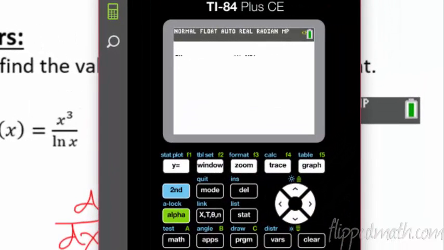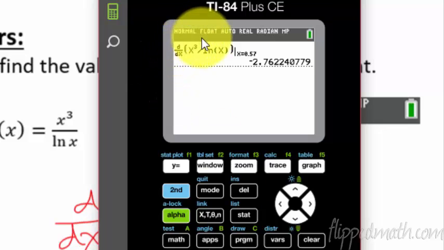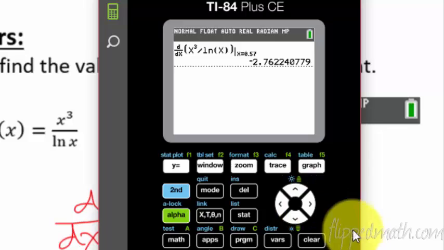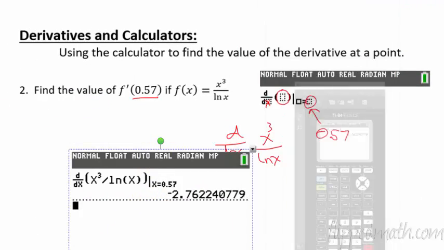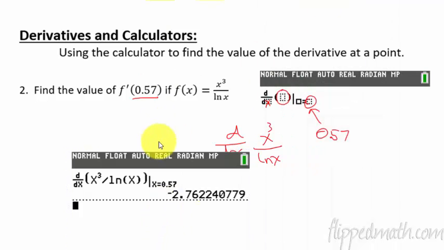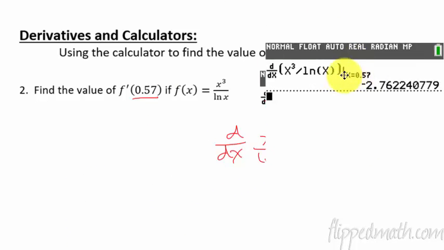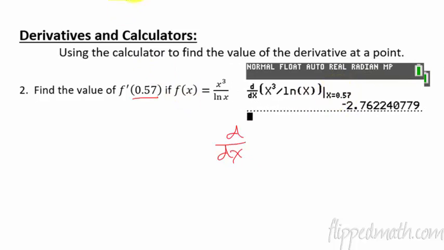So when you hit enter, it is going to automatically figure out what the derivative is and then plug that number in. Oh, that is so nice. So that means, let me take a screenshot of that, drag it over. And there we go. So we would have the answer is, f prime of 0.57 is negative 2.762. Remember, we go 3 decimals.